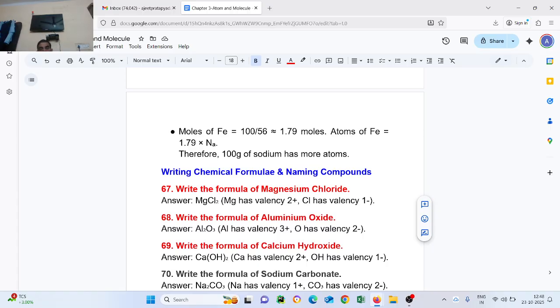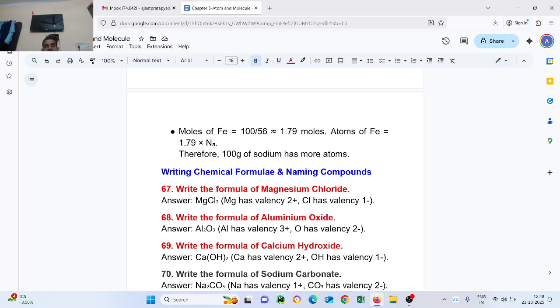Magnesium chloride, MgCl2. Magnesium has valency 2 plus, chlorine has valency 1 minus. Therefore, formula is MgCl2. Write the formula of aluminum oxide. Aluminum has valency 3 plus, oxygen has valency 2 minus. Therefore, formula of aluminum oxide is Al2O3.